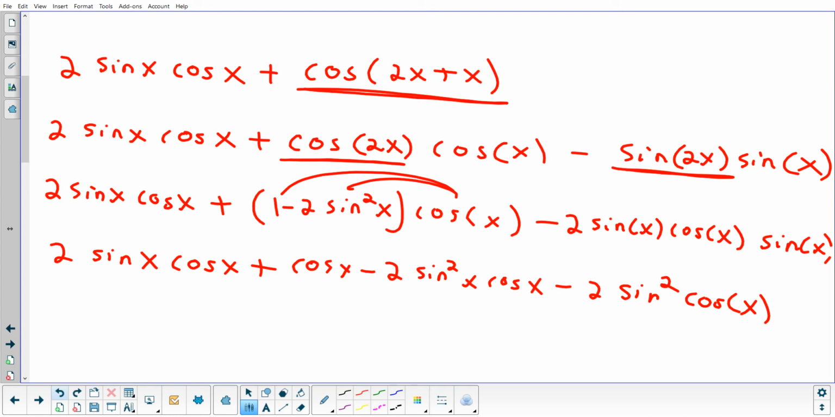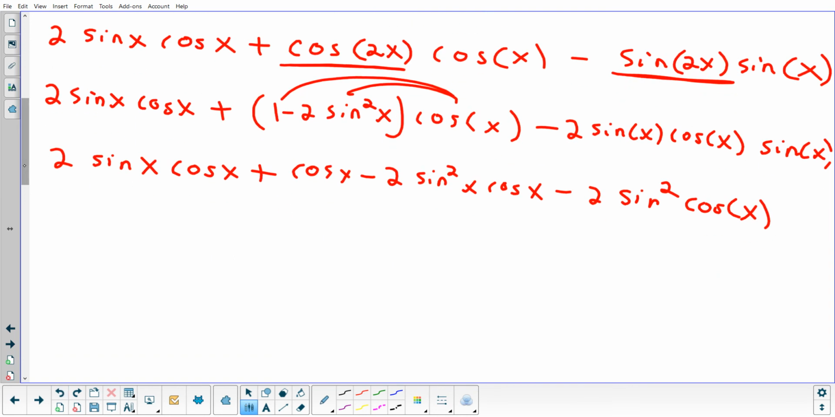Okay. Let me double check I didn't copy anything wrong, because that's the danger of writing it over and over. You copy something wrong. 2 sine cosine plus cosine minus 2 sine squared cosine minus 2 sine squared cosine. Okay. Anybody see something I can do?